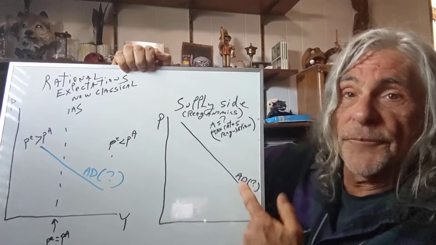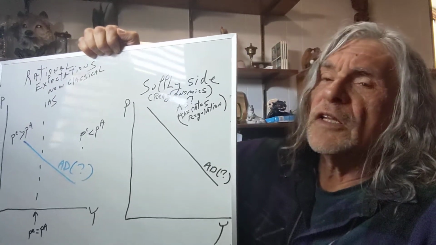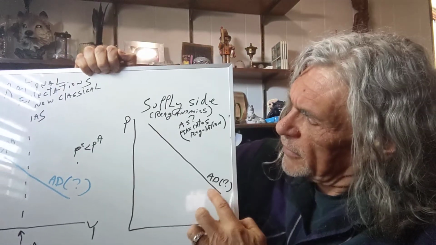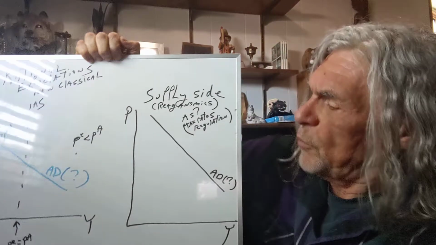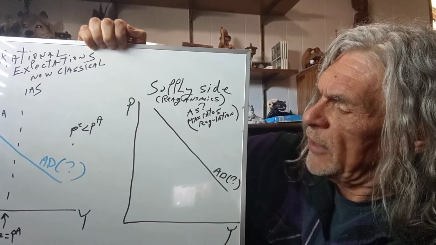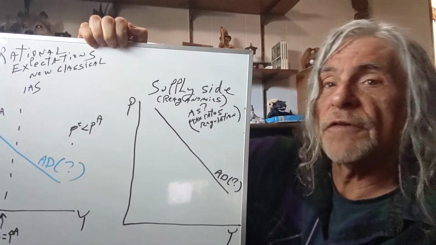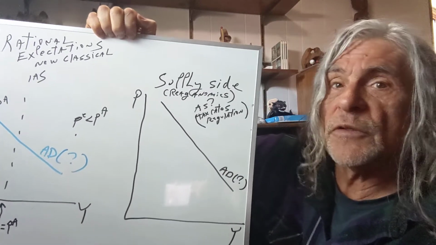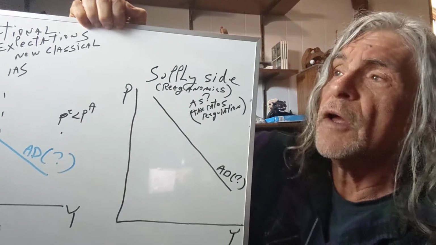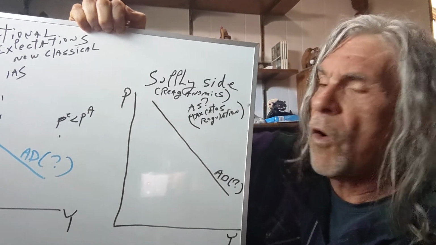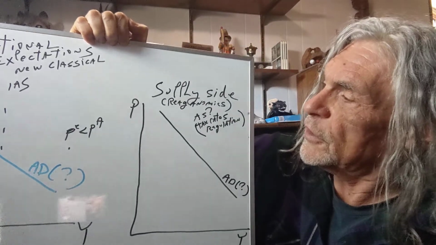Now, over here, I have depicted the supply side view. Like the rational expectations model, the supply side model doesn't form any all-inclusive point of view as to what shifts aggregate demand. Again, this doesn't mean the individual supply side economist doesn't have a point of view there, but the school of thought, the model as a whole, doesn't have anything definitive to say about what shifts aggregate demand.